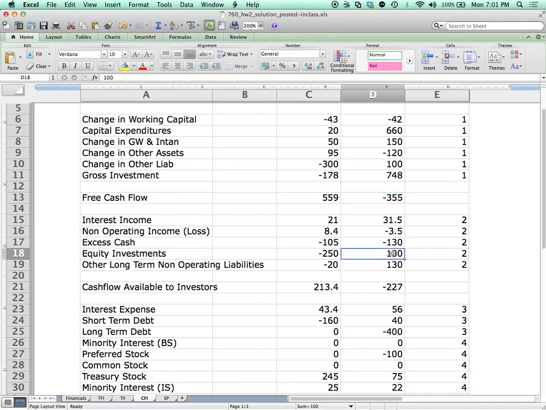Well, in this case, they sold off some equity investments, and they got some extra non-operating liabilities. So basically, they didn't pay some bills, and they sold off some equity investments. Now, that also raised their excess cash. That raised their cash balance. So if we were looking at their balance sheet, we would see more cash on their balance sheet. But that doesn't mean that the firm is better off.